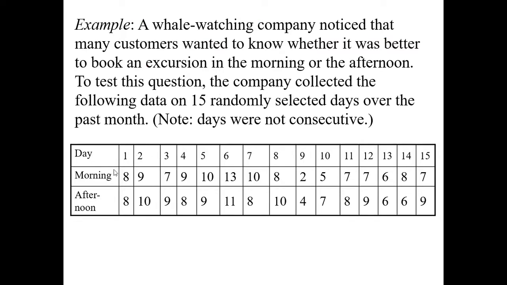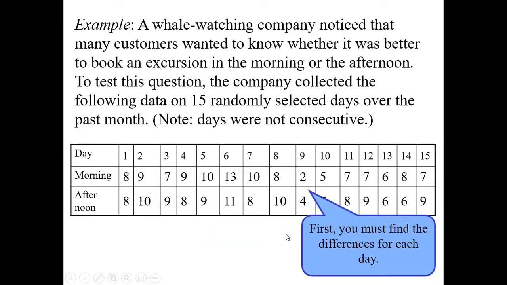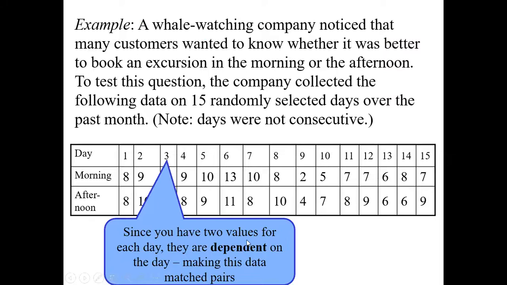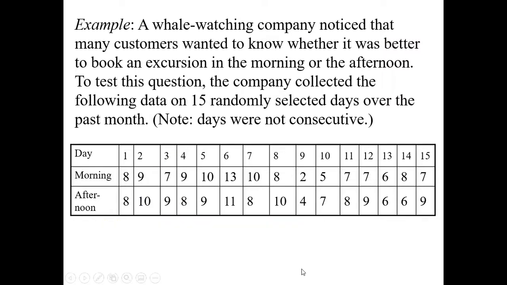We've got the different days, and we've got the amount of whales seen in the morning for each day and the amount of whales seen in the afternoon. Okay. Go back. Okay. So since you have two values for each day, they are dependent on the day, which makes this a matched pair situation.